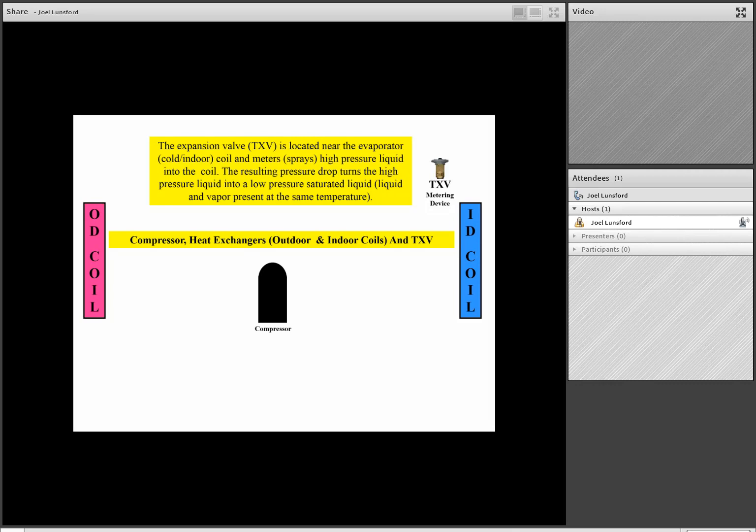The resulting pressure drop will turn that high pressure liquid into a low pressure saturated liquid, and really what that means is there's going to be liquid and vapor present at the same time. Then that low pressure saturated vapor or liquid will start vaporizing, absorbing heat from the air passing across that coil, and as a result, it'll turn into a low pressure vapor.